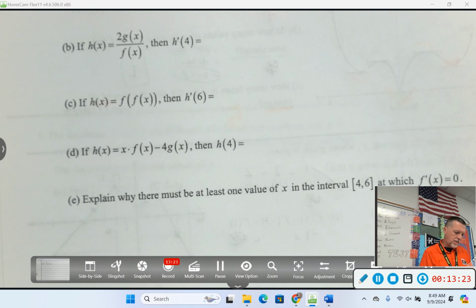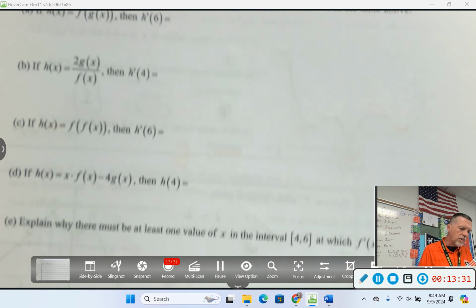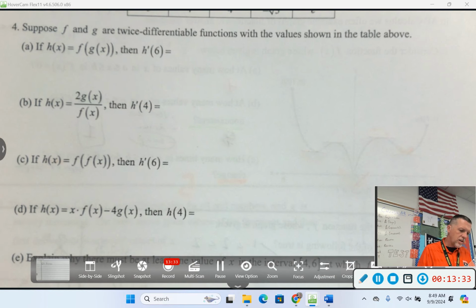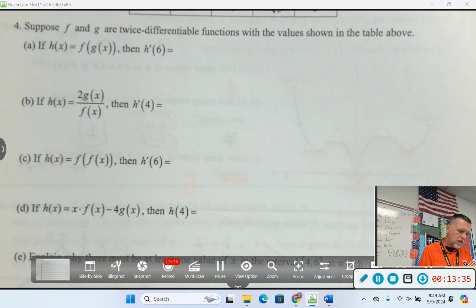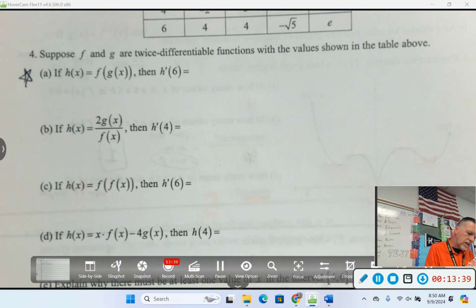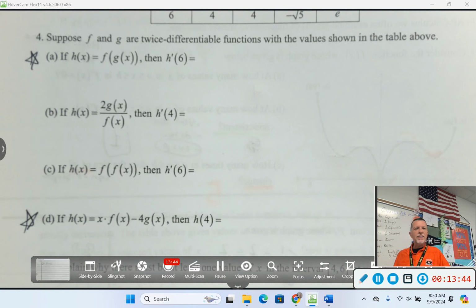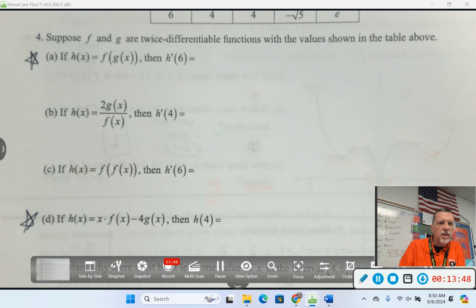Which means, how much more of this do we need to do here? Number 4 is another table problem, although there's some tricky ones on there. Why don't I stop talking and you try A and D? B and C are a little more straightforward. You try A and D.